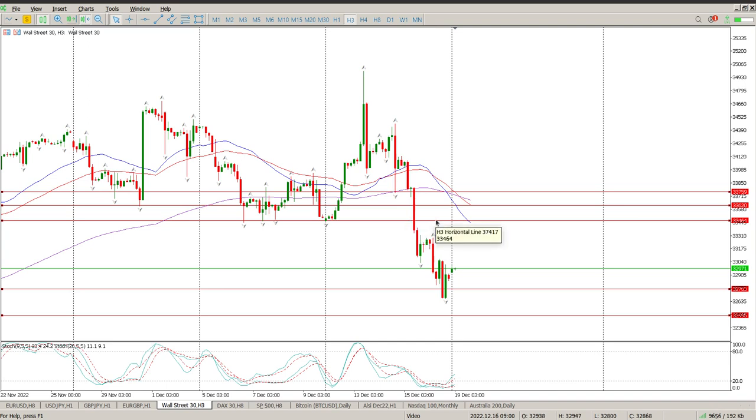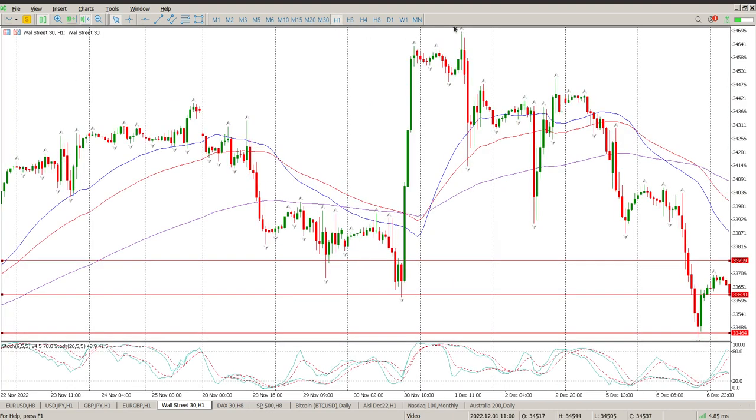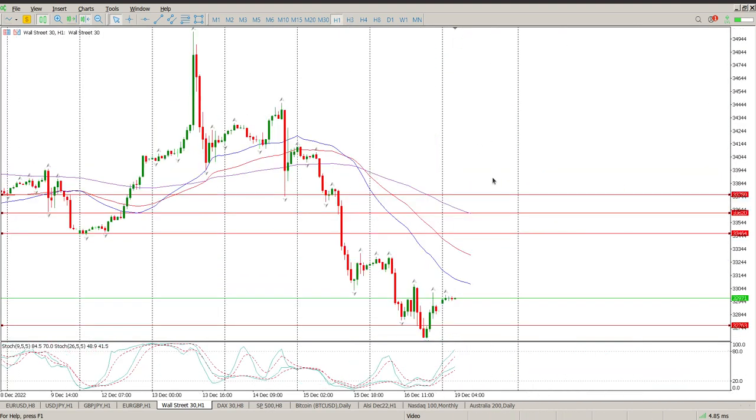That is 33,464, and that is 33,620, and that is 33,759. So I'd want to see price come back into this area for an opportunity to short. Okay, now if we drop down to the hour, that may not happen. So that's a 3 hour level.